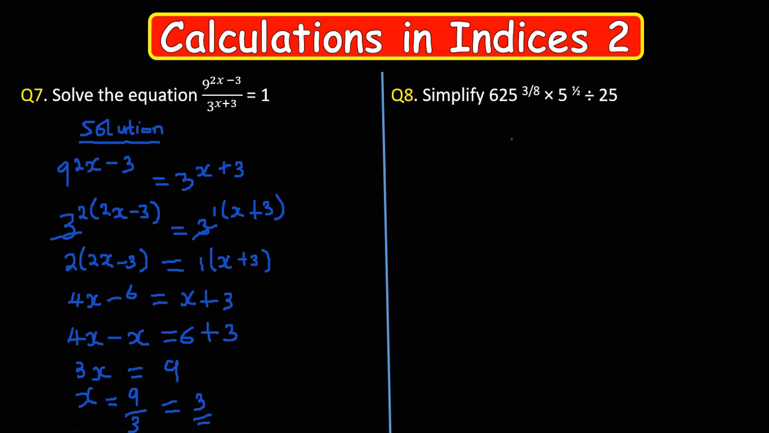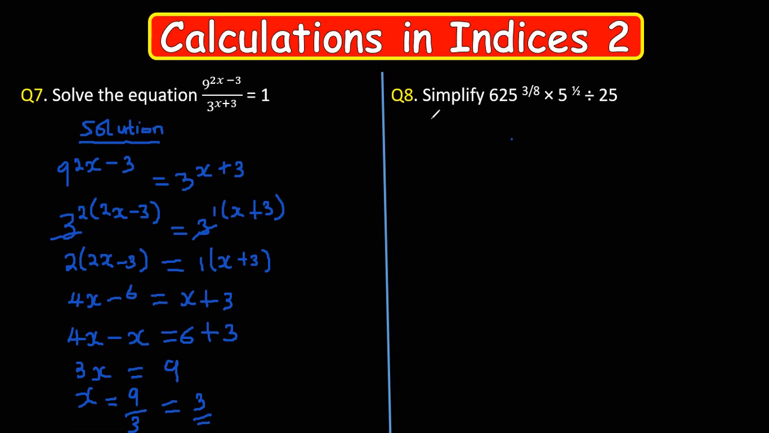Okay, let's do the next one. Question 8 says, simplify 625 raised to the power of 3 over 8, that is the fractional index, multiplied by 5 raised to the power of 1 over 2, and then divided by 25. So let's express this properly and then we solve the problem.